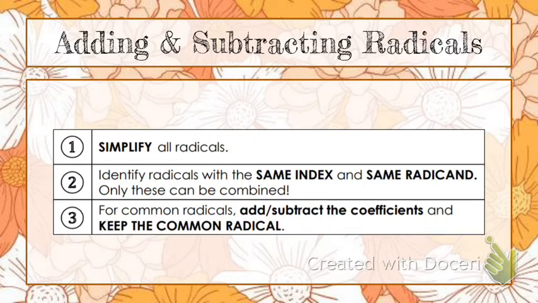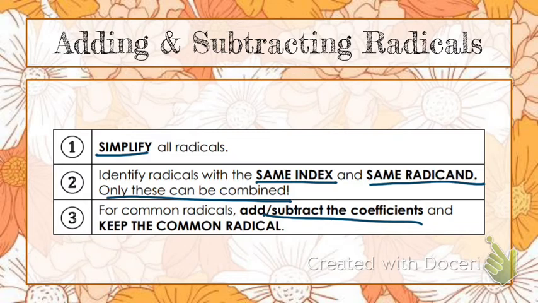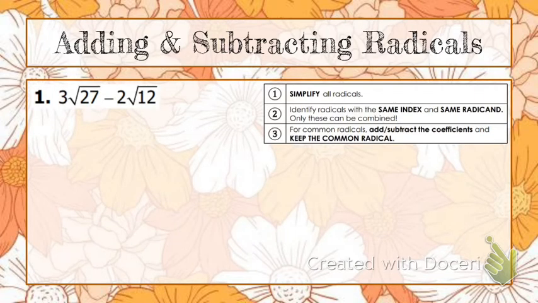So the directions it gives us are to simplify all radicals, then identify radicals with the same index and same radicand. Only these can be combined. And then add or subtract the coefficients and keep the common radical. It's going to make a lot more sense when we practice it. So let's just jump right in, okay? We want to simplify all radicals.